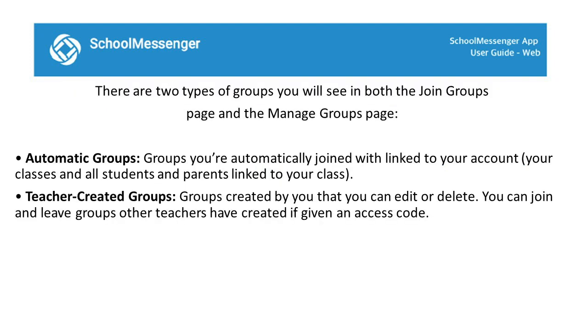There are 2 types of groups you'll see in both the Join Groups page and the Manage Groups page. The first is automatic groups. Groups you're automatically joined with linked to your account, such as your classes and all students and parents linked to your class. The second is teacher-created groups. These are groups created by you that you can edit or delete. You can join and leave groups other teachers have created if you're given an access code.